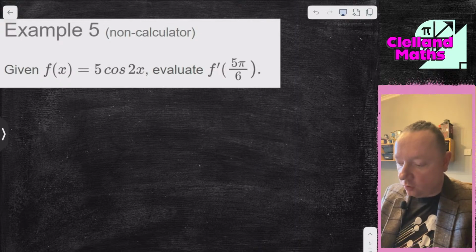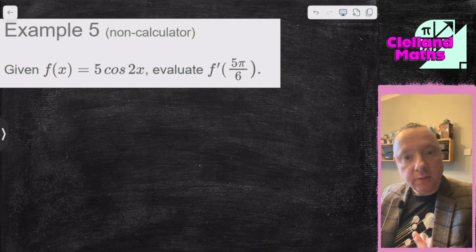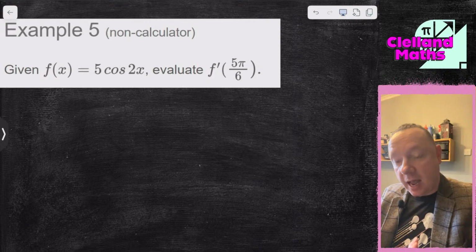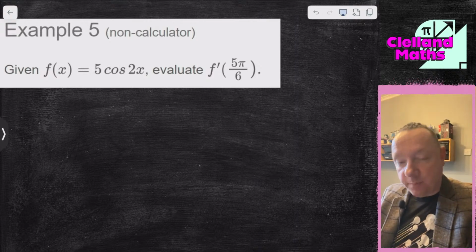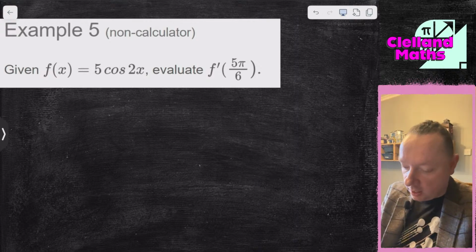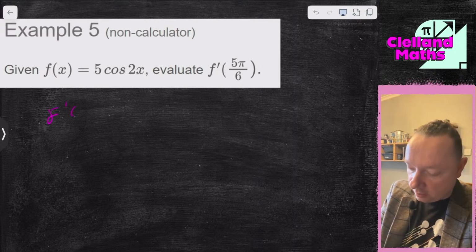f of x is 5 cos 2x, find f dash 5 pi over 6. So this is differentiating a trigonometric function and using the chain rule. The start of the exam paper tells you how to differentiate sine and cos, so we can just check that. Now I've already memorized that. Cos goes to minus sine.